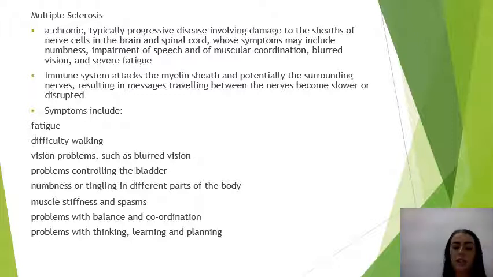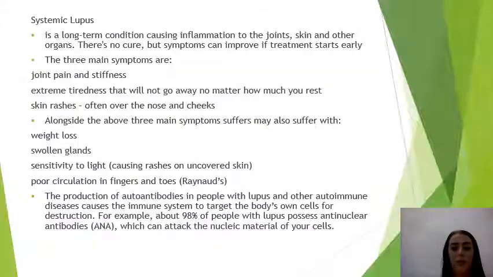They can suffer with numbness and tingling in different parts of the body. They may also have muscle stiffness and spasms. They may have problems with thinking, learning and planning, alongside balance and coordination. The next one I'm going to look at is systemic lupus.